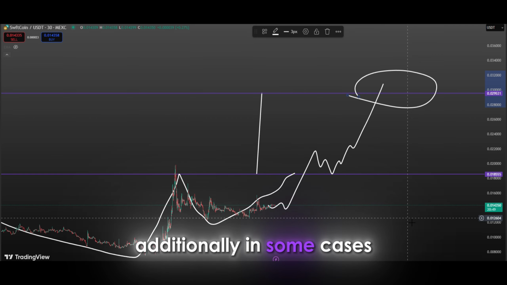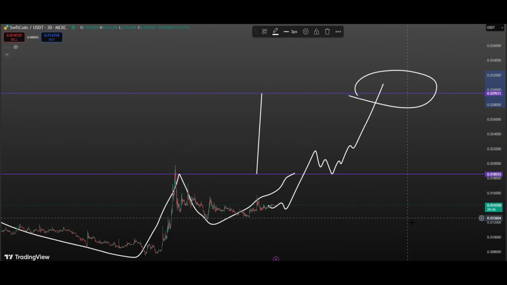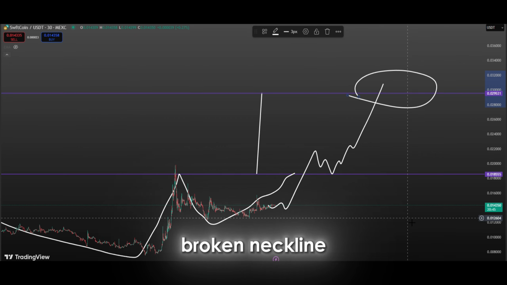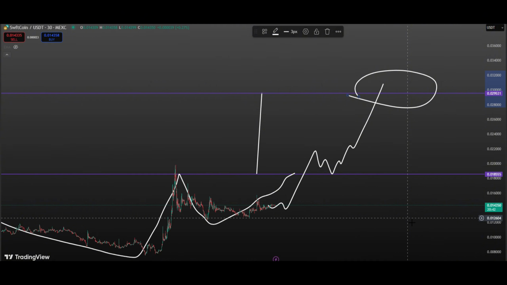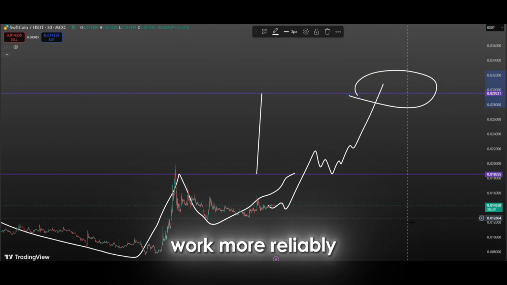Additionally, in some cases, after breaking the neckline, the price may perform a pullback movement known as a retest. That is, it returns to the broken neckline, finds support there, and then begins the actual upward move. If such a retest occurs, it indicates that the pattern is likely to work more reliably.